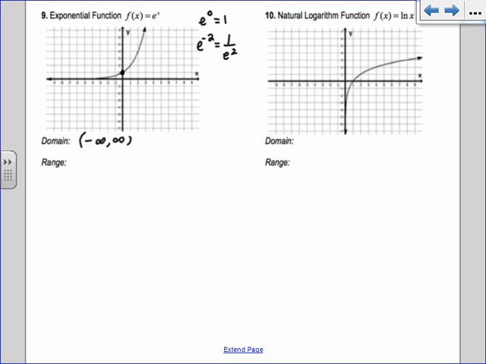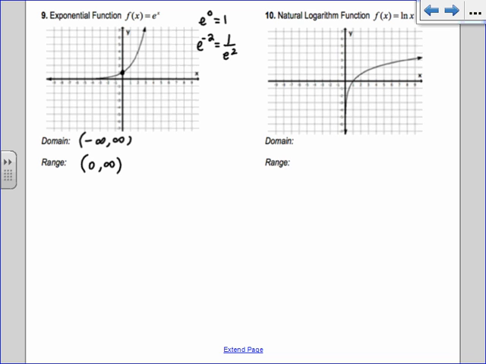All right, and then the range, we actually cannot get 0 out. We can't do e to some number and get 0 out. Does that make sense? Yeah, so it doesn't work. So we can't get 0 out. So for our range, we start at 0 and we go to infinity.